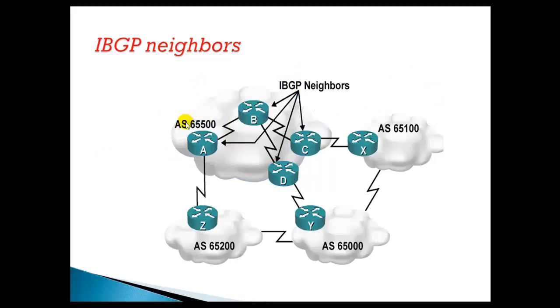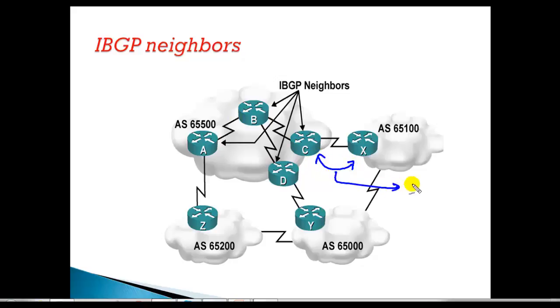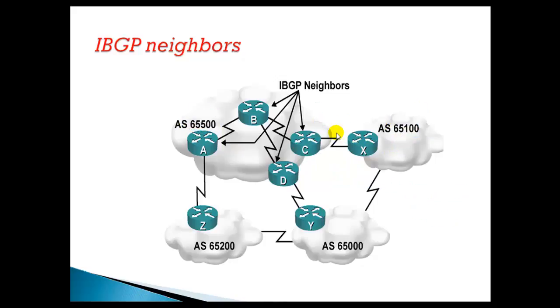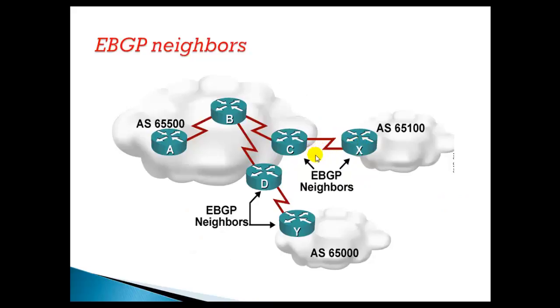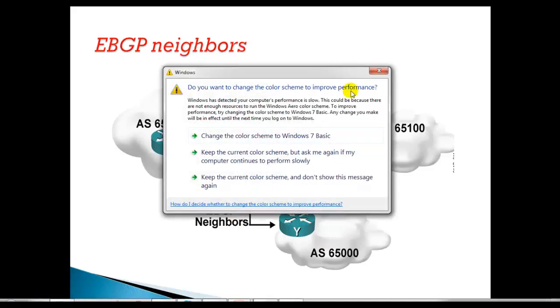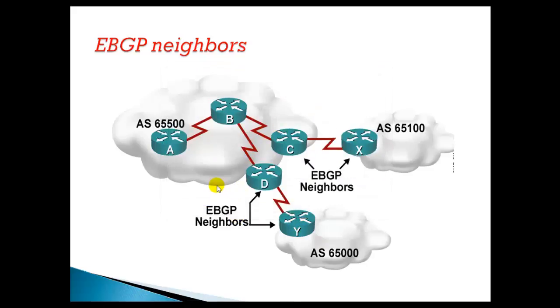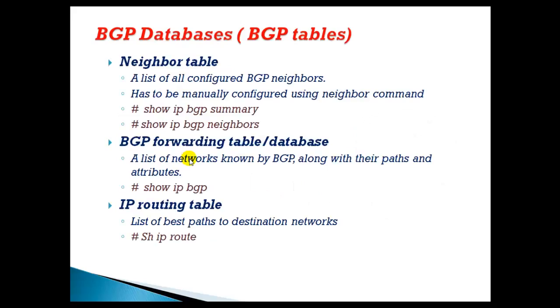This type of neighborship we call internal BGP neighbors, whereas here you can see C and X are external BGP neighbors. We call them EBGP neighbors because router C is in AS 65500 and router X is in autonomous system 65100, so they are in different AS. We call them external BGP neighbors. In the diagram, you can see C and X are EBGP neighbors, and D and Y are EBGP neighbors, whereas A, B, C, D are internal BGP neighbors. That's the basic difference.